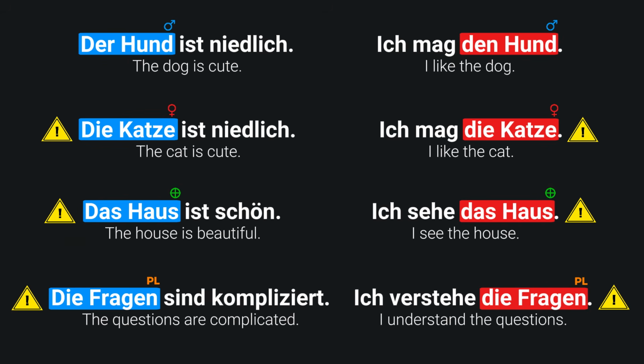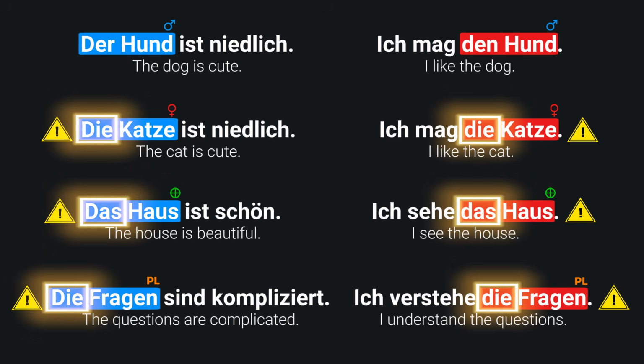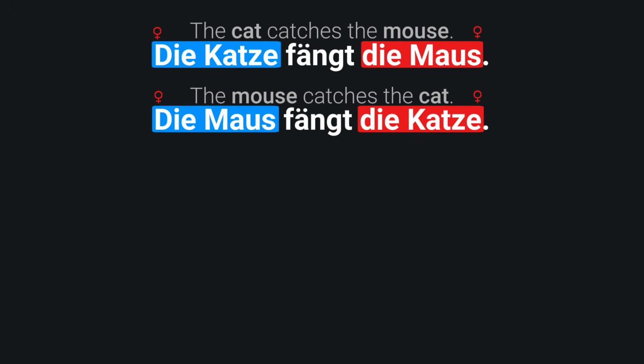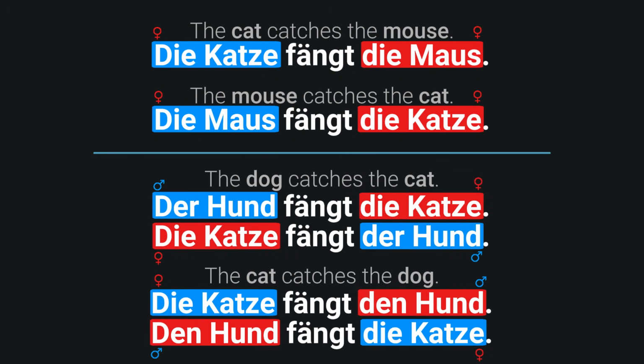That also means that word order is paramount here, since the articles cannot be used to express a meaningful distinction between the functions of the nouns. Die Katze fängt die Maus will always be the cat catches the mouse, and die Maus fängt die Katze will always be the mouse catches the cat. Only if you have a male noun in the sentence, you can switch the words around.